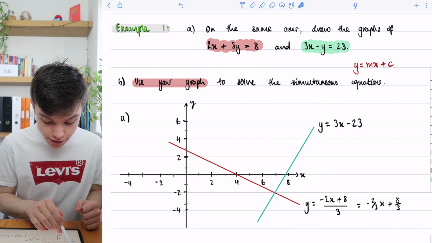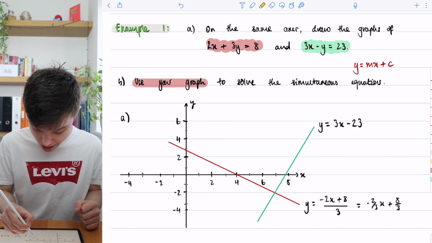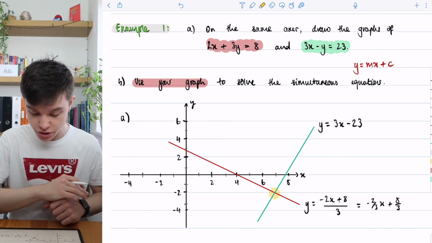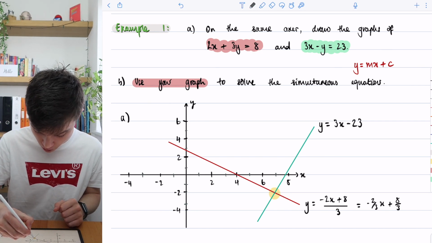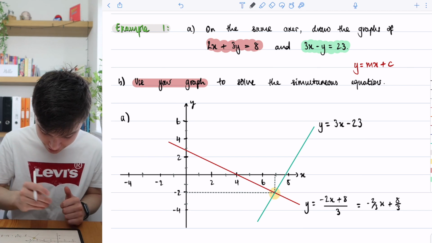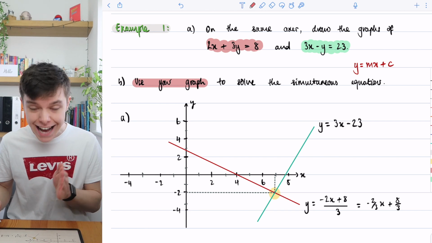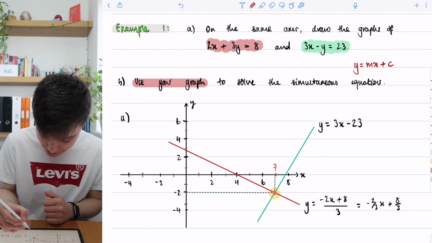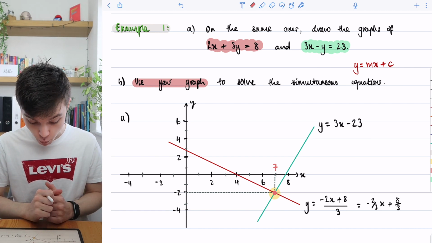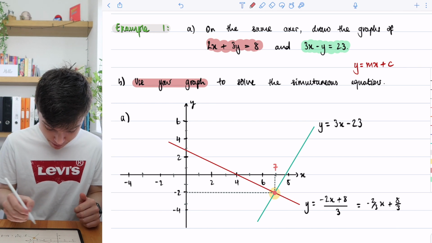And then part B says use your graph to solve the equations. So all I need to do is find the point of intersection, which is that yellow point there, okay? So what I can do is I can go up to the x-axis and I can go across to the y-axis like that, and I can just read off the graph. We can see the x-coordinate of that point there is 7, and I can see that the y coordinate of that point working across is minus 2.